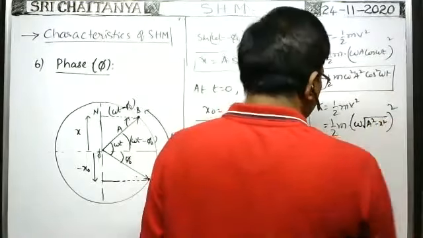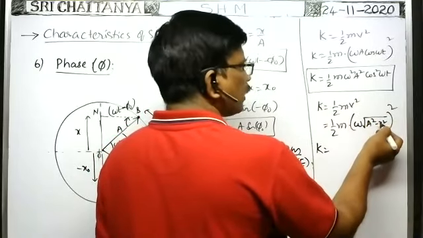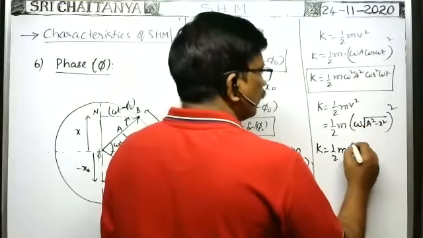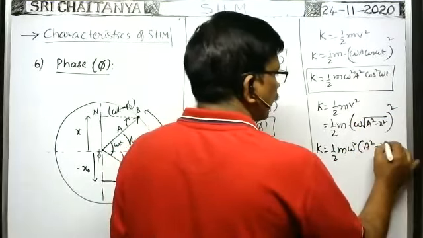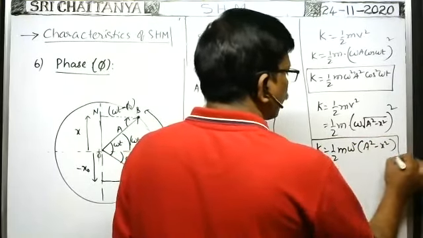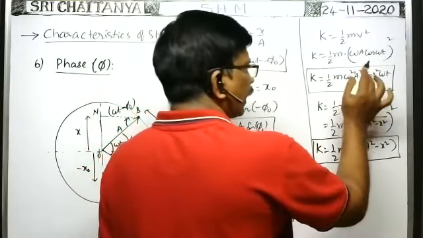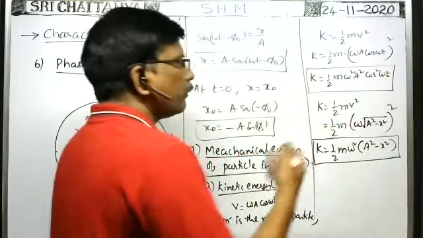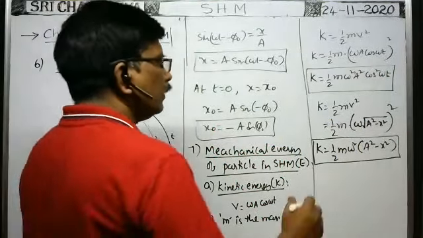Square is there, whole square. Therefore, kinetic energy at any displacement x from the mean position is half m into omega square into square root of this one whole square, so the root will be cancelled: a square minus x square. It is the formula for kinetic energy in terms of displacement, and the earlier one is the formula in terms of time. By this formula or by that formula, if you find the maximum kinetic energy and minimum kinetic energy, you will get both the same.